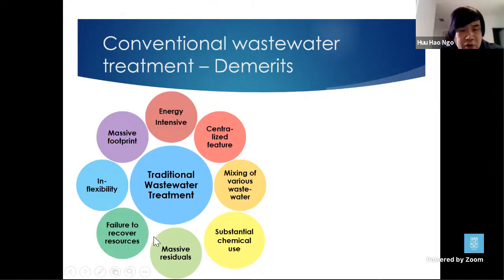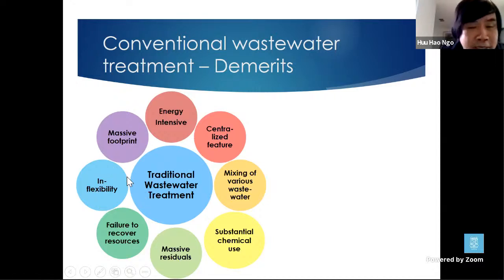Now we come to the value of resource recovery. Resource recovery these days is really important because we aim for zero waste, and we also want to convert waste into valuable resources. And the conventional wastewater treatment can't do this. It only removes the pollutants and discharges the wastewater. That is unfortunate. And then inflexibility.